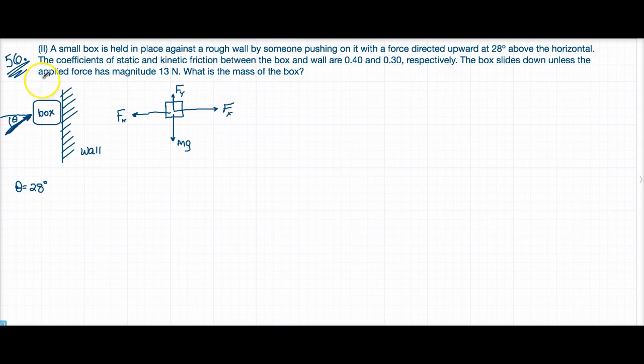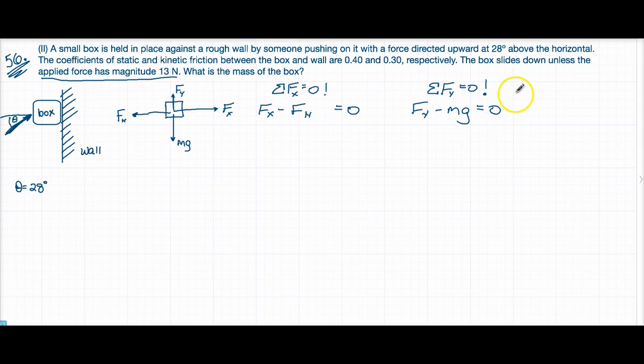And nothing is moving as long as the applied force is sufficient and meets this threshold of 13 newtons. So since the system is not in motion, I know that the sum of the forces in both the x and y directions are equal to 0. So I'm going to go ahead and write dynamics equations accordingly. The sum of the forces in the x direction is the x component of the applied force minus the normal force, equal to 0. And in the y direction, I can say that the y component of the pushing force minus the weight is equal to 0.